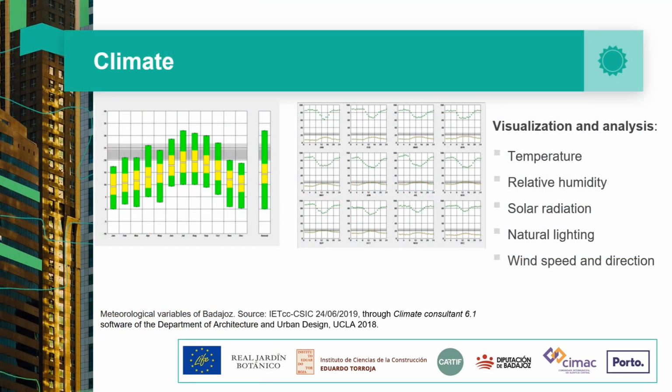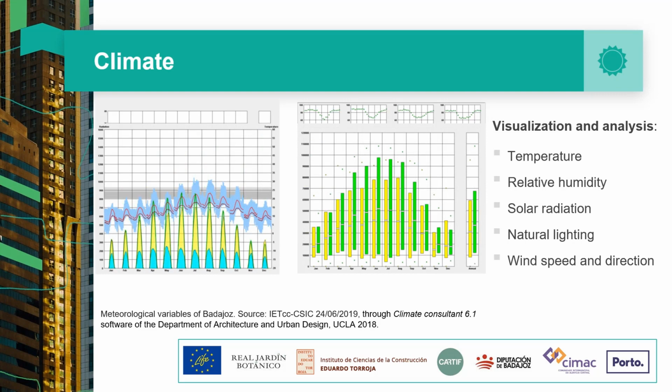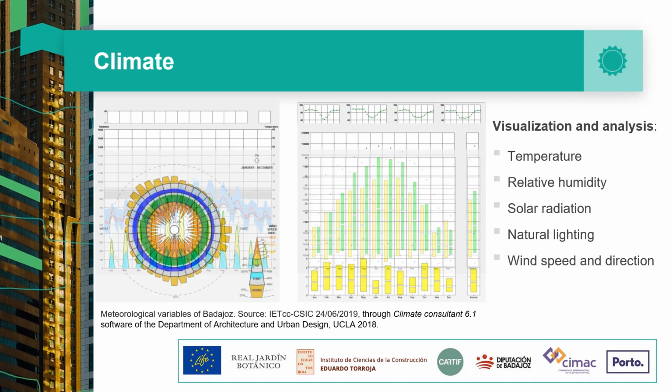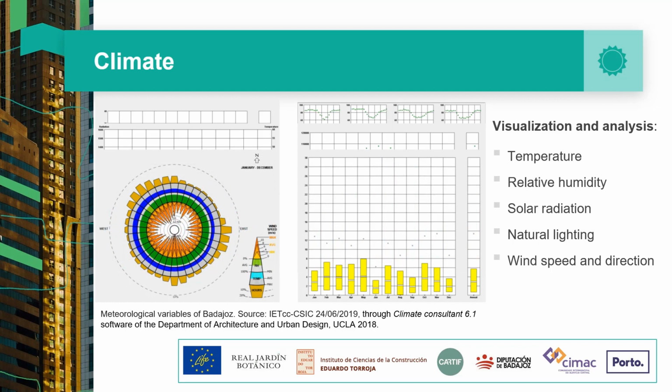In the project My Building is Green, a study has been carried out to evaluate the aptitude of different nature-based solutions that theoretically have the capacity to rehabilitate the case studies. Its methodology includes the analysis of historical climate records of each region through Climate Consultant 6.1. A software where the following climatic variables are characterized and represented graphically: temperature, relative humidity, solar radiation, natural lighting, wind speed, and direction.